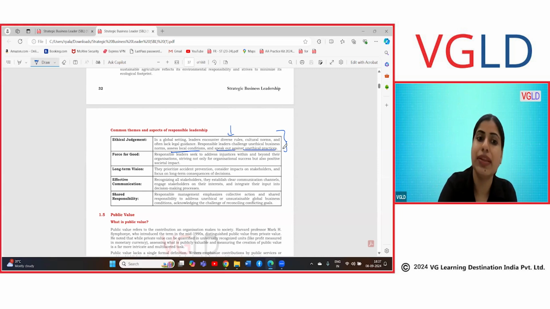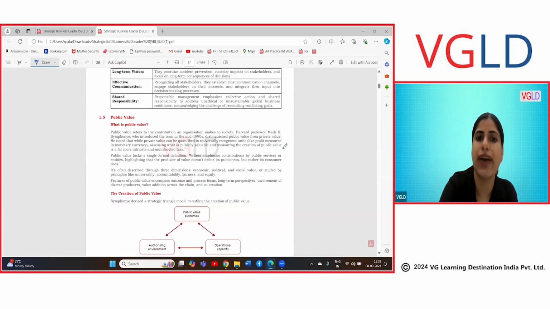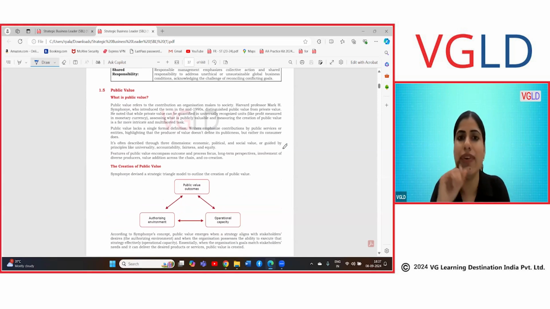So, next thing is public value. Okay, can anyone tell me what is the meaning of public value in a normal sense? Yes, a little fast, because we are just covering the gist of this, and after that we will be discussing Q&A.